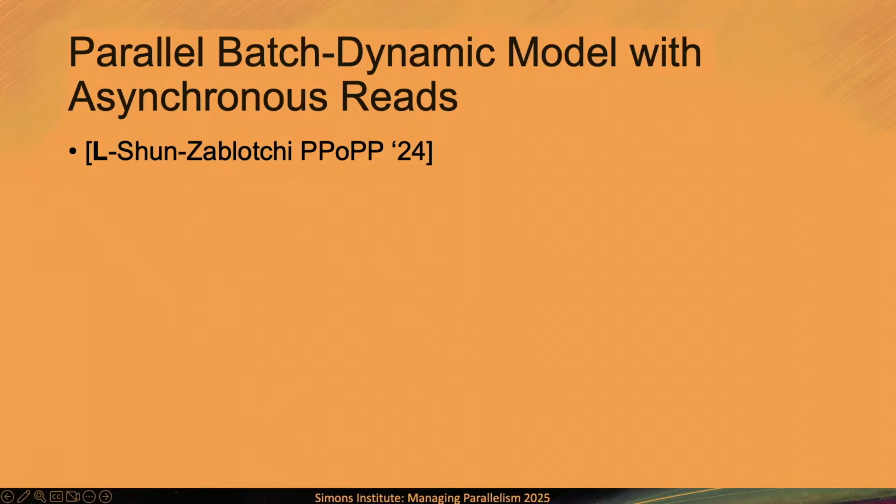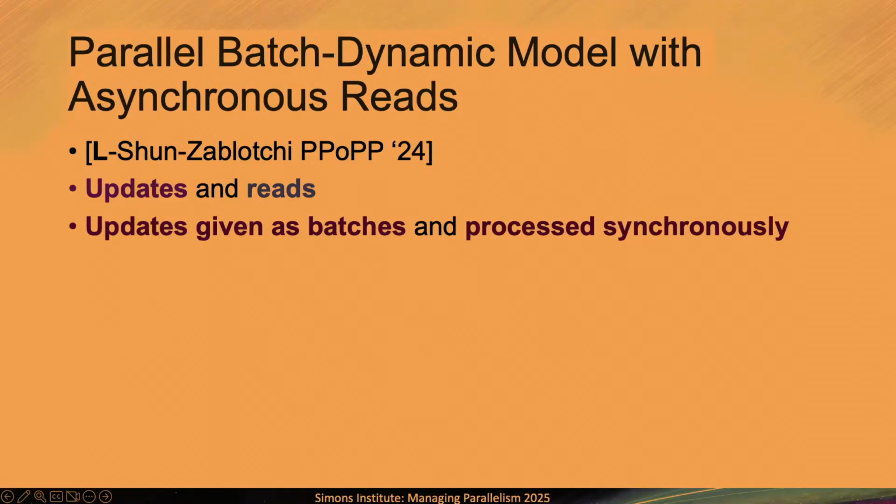Okay, so that is the motivation for this model that we say it's pretty much between a fully concurrent model and the synchronous batch dynamic model. So this is a parallel batch dynamic model with asynchronous reads. So what does this mean? This means that we have updates, which are part of your parallel batch dynamic model. And in addition to that, you also have reads on the state of your graph, of your data set.